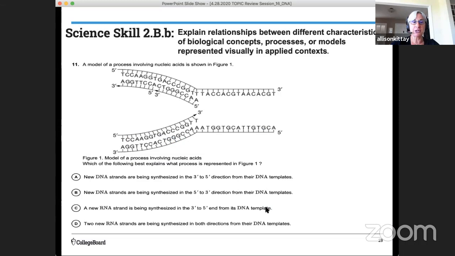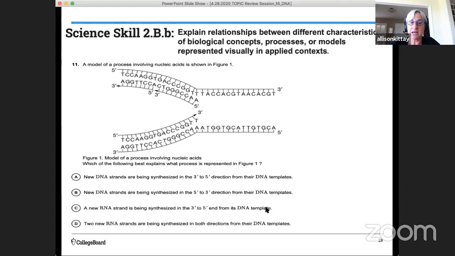All right, so let's do a quick check for understanding for our science skill. Again, we want to be able to explain relationships in the process of DNA replication in a model that's represented visually. So here you have a model that is showing you the process involving nucleic acids. They don't tell you what it is, but it's a model of a process involving nucleic acids. Which of the following best explains what process is represented in figure 1?